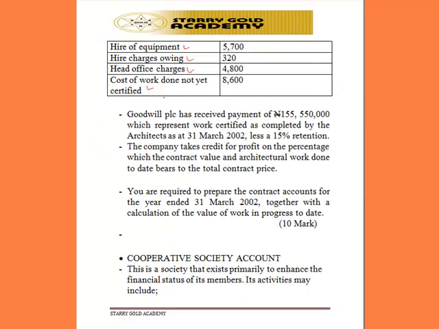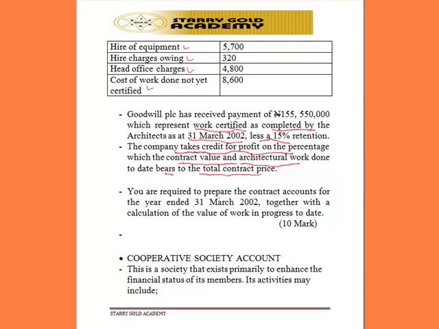Goodwill PLC has received payment of 155.55 million, which represents work certified as completed by the architect as at 1st March 2002, less a 15% retention. The company takes credit for profit on the percentage with the contract value, and the architectural work done to date bears on the total contract price.